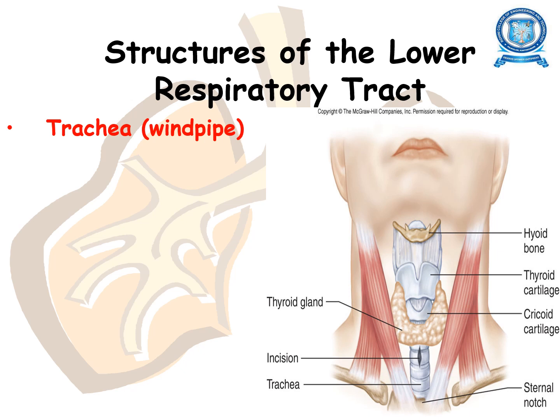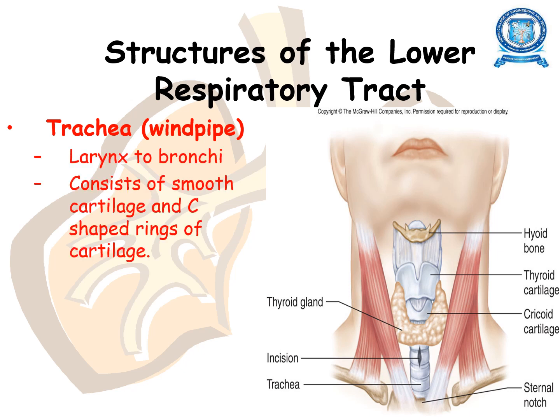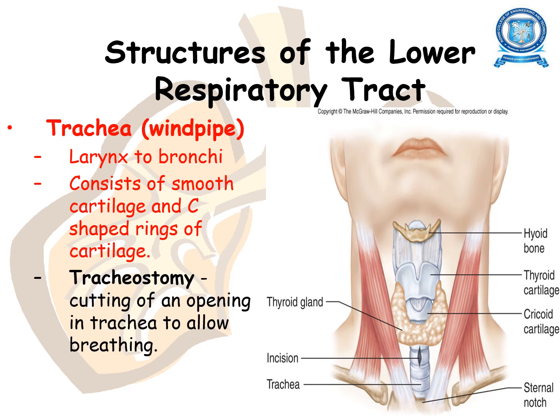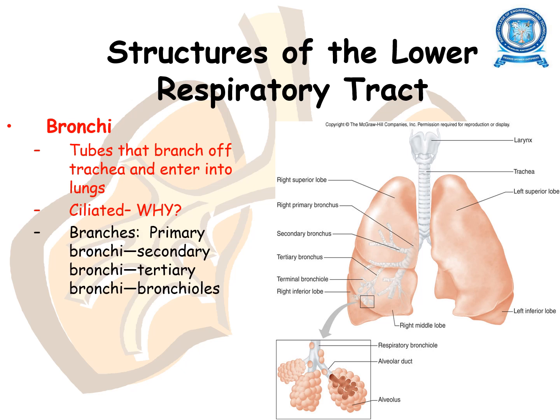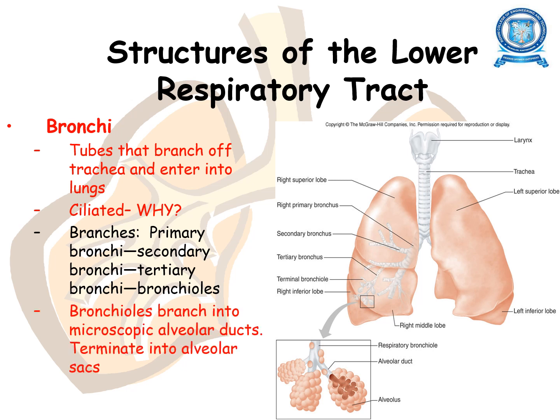And trachea is the windpipe, from larynx to bronchi, consisting of smooth muscle and C-shaped rings of cartilage. Tracheostomy is cutting an opening in the trachea to allow breathing. Next are the bronchi, tubes that branch off the trachea and enter the lungs, and they are ciliated. The branches are primary bronchi, secondary bronchi, tertiary bronchi, and bronchioles. Bronchioles branch into microscopic alveolar ducts, which terminate in the alveolar sacs. You can see clearly in the diagram about the bronchi.